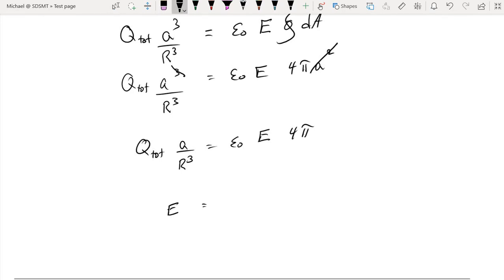To do that, we will need to divide both sides by 4 pi epsilon naught, which is our K value. We have Q total A over R cubed. We have 1 over 4 pi epsilon naught. And there we have it. There is the electric field inside of a uniformly charged insulating sphere.